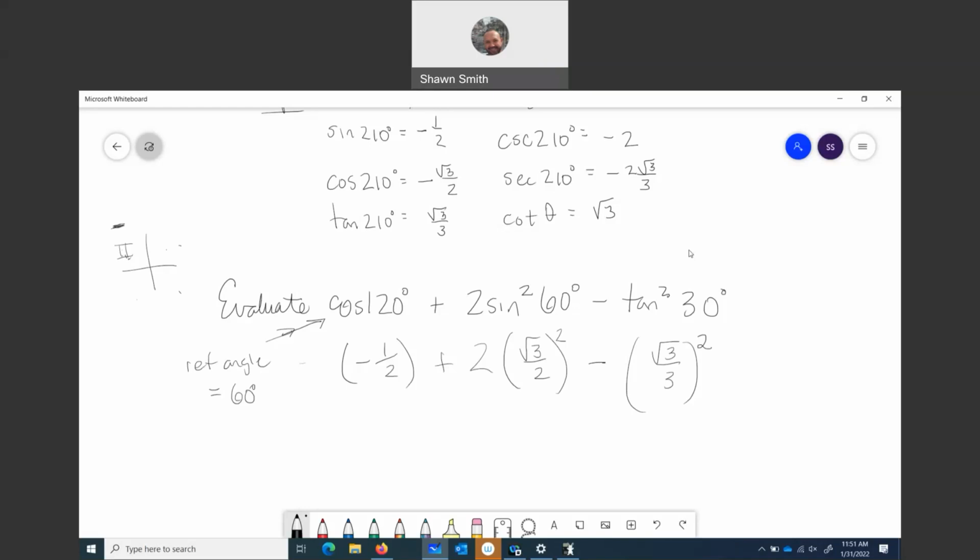All right, a little bit of simple arithmetic now. Negative 1/2 plus, we're going to square the parentheses first, then multiply by 2. So the square root of 3, all squared, is 3. 2, all squared, is 2. Similarly over here, square root of 3, all squared, is 3. 3, all squared is 9. Some error I made. This is not a 2 down here. 2 all squared is 4, right? There we go.